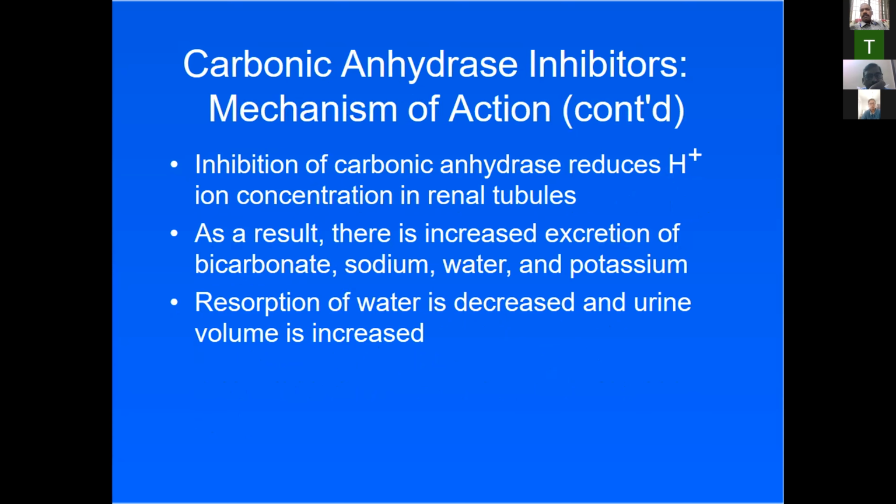The inhibition of carbonic anhydrase will reduce the proton ion concentration in the renal tubules, and as a result, there is an increased excretion of bicarbonates and sodium as well as water and potassium. Because of the proton decrease, the reabsorption of water is also decreased, and urine volume is increased. So that is the mechanism behind these carbonic anhydrase inhibitors. Next one, sir.